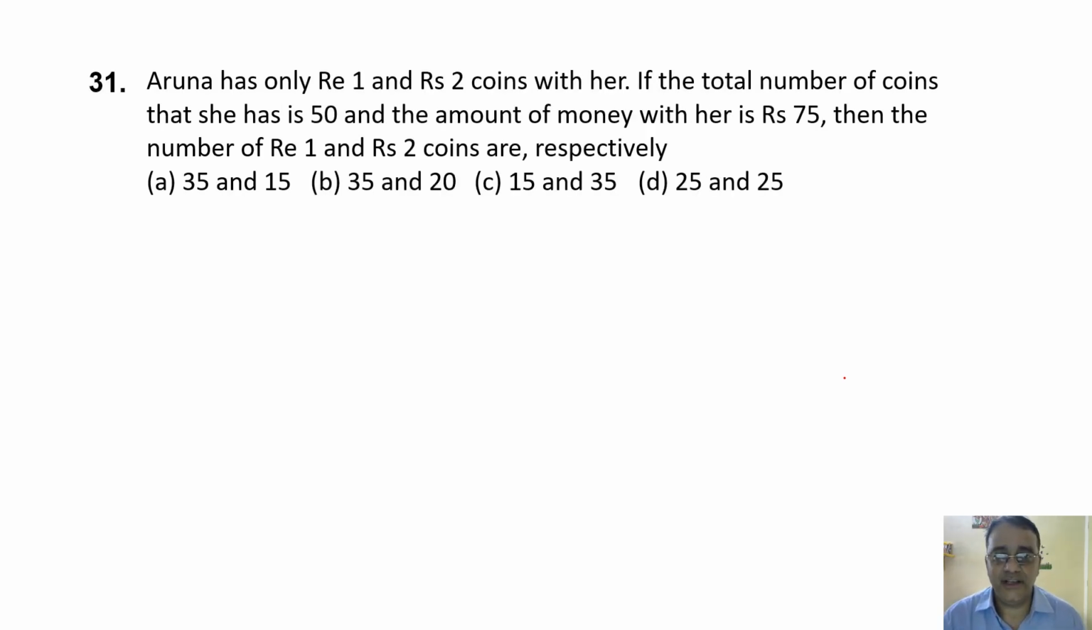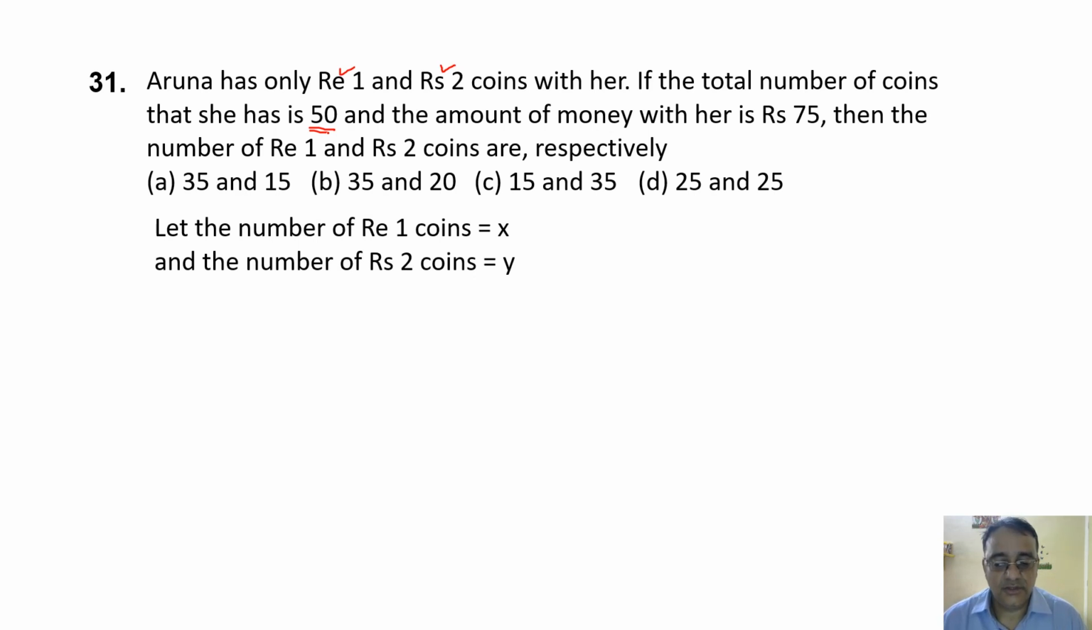Aruna has only rupee 1 and rupees 2 coins with her. If the total number of coins that she has is 50 and the amount of money with her is rupees 75, then the number of rupee 1 and rupees 2 coins are respectively. So what we have to do, rupee 1, let the number of coins be x and rupee 2, let the number of coins be y. So total number of coins is given 50, right?